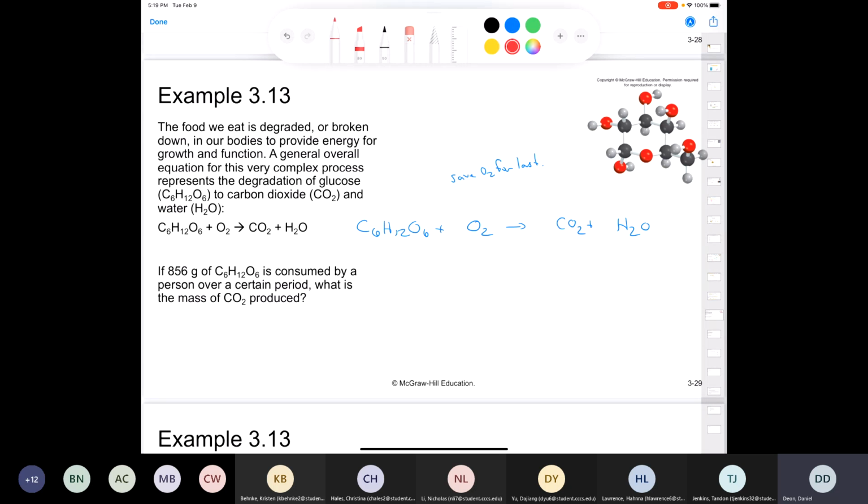So let's start out. Look, we've got 6 carbons here, but we've only got 1 here. Now 1 times what gives me 6? The answer is 6. I've got 12 hydrogens here, but I've got 2 here. What times 2 gives me 12? The answer, again, is 6. Now, let's tally up all of the oxygens that are on this side. Can anybody tell me how many total oxygens are represented in the products right now?